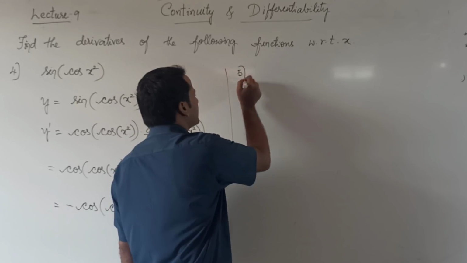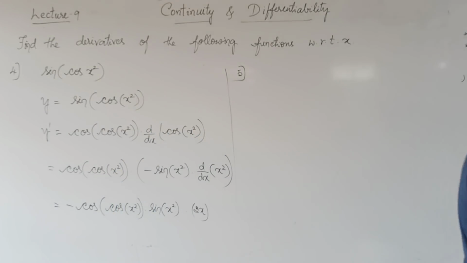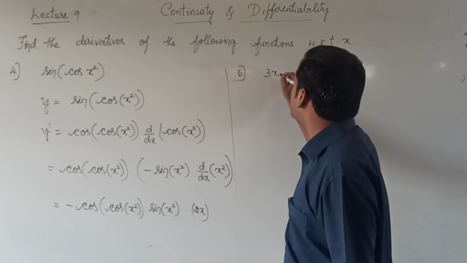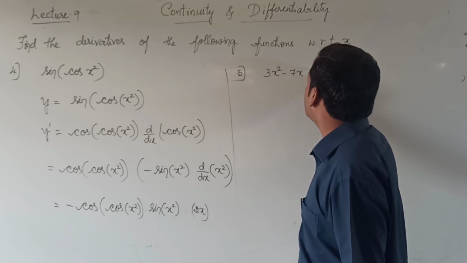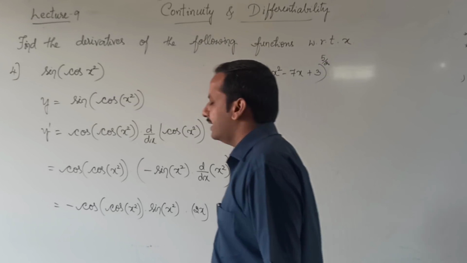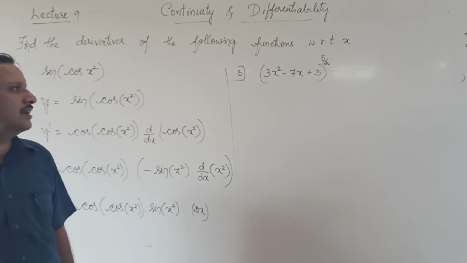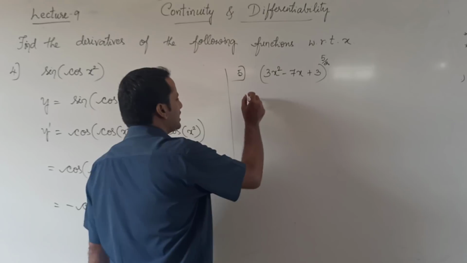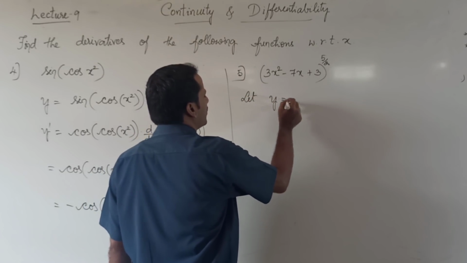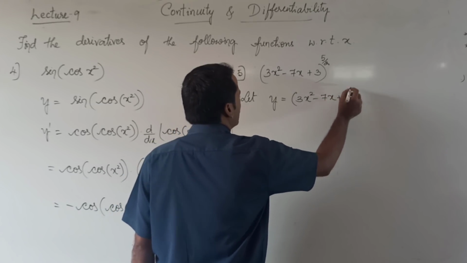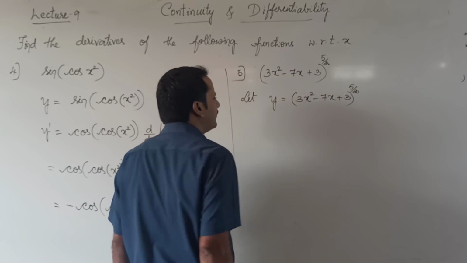Okay, let's go to the next question. The next question is 3x square minus 7x plus 3 whole power 5 by 2. I will call this y. Let y is equal to 3x square minus 7x plus 3 whole power 5 by 2.